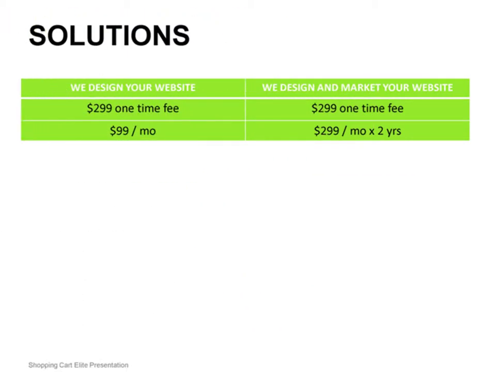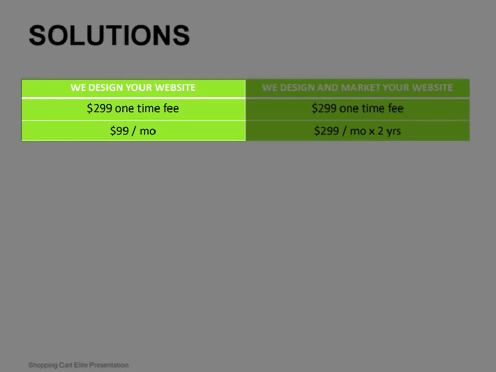What can we offer? We recommend 2 solutions. The first solution is that we can design your website for you and set it up on Shopping Cart Elite. This will cost you a one-time fee of $299, which covers your website graphic design, 1 year of SSL subscription, 1 year of domain registration, and 2 hours of training on how to use the Shopping Cart Elite software.